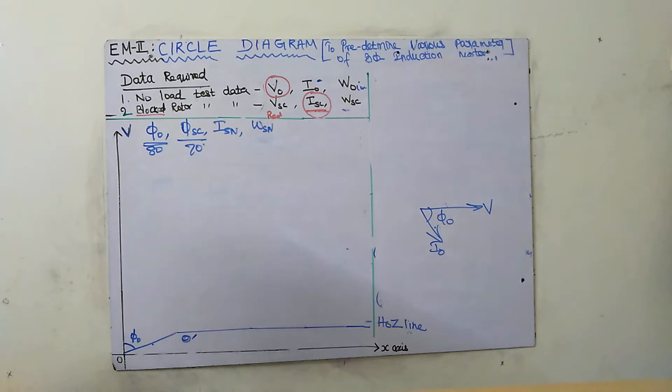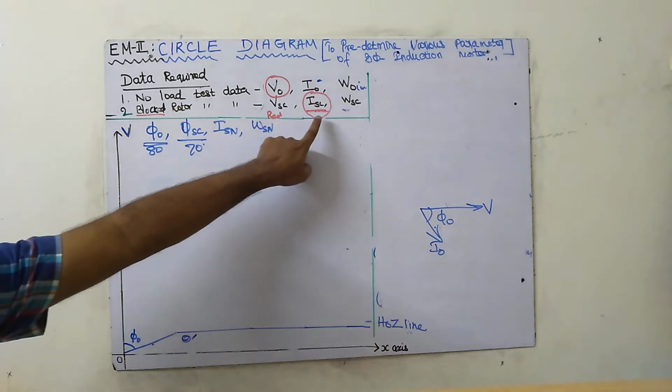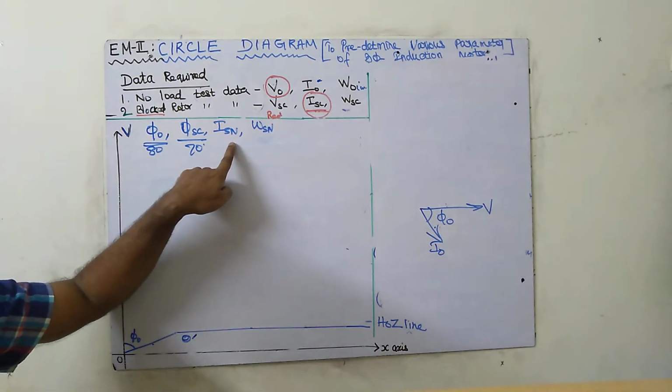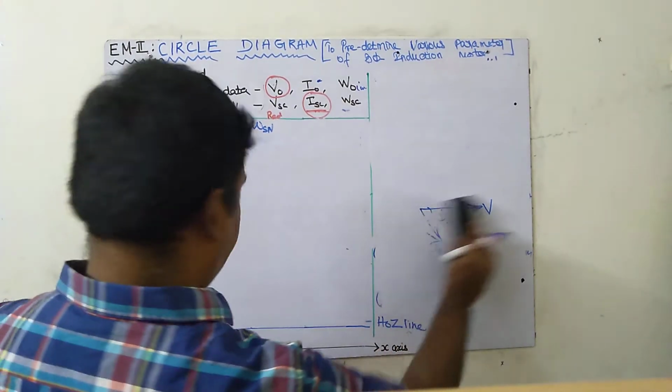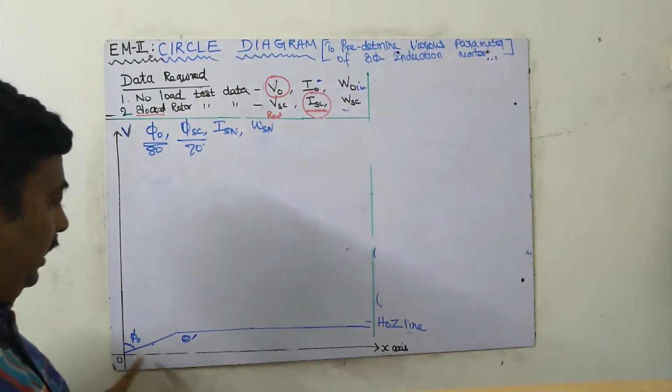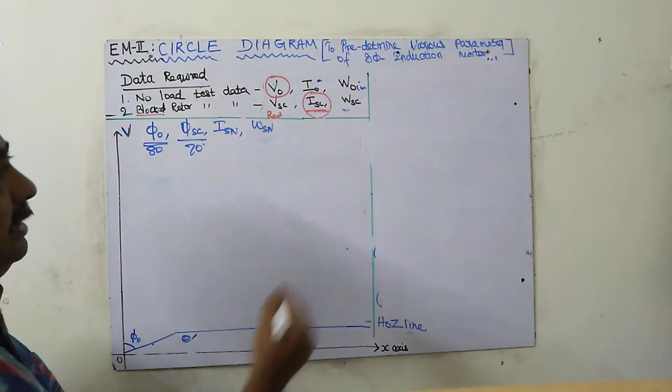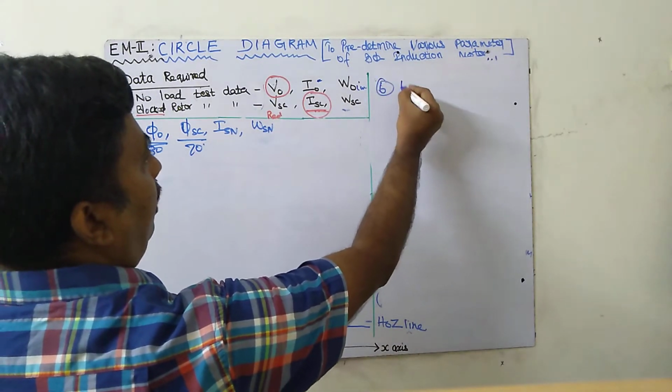Next, what do I have to draw? I should not draw ISA, I have to draw ISN. This is the next step. Drawing this is step number 6. Next is step number 7. In step 6, I have to draw I naught.